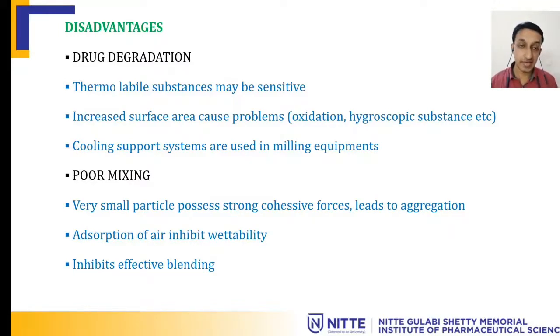Adsorption of air inhibits the wettability of the particles, which makes the particles float on a liquid when we are trying to dissolve them, and sometimes it inhibits effective blending too. Say a granule should be mixed with a fine powder, the mixing will be drastically affected due to the size variation.